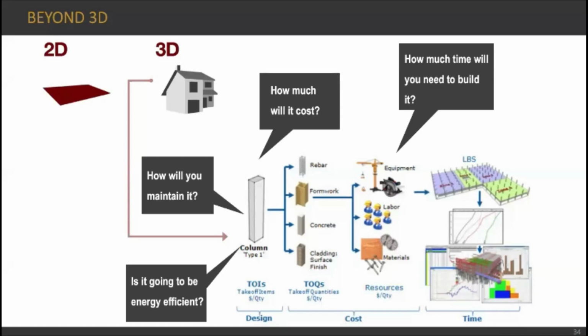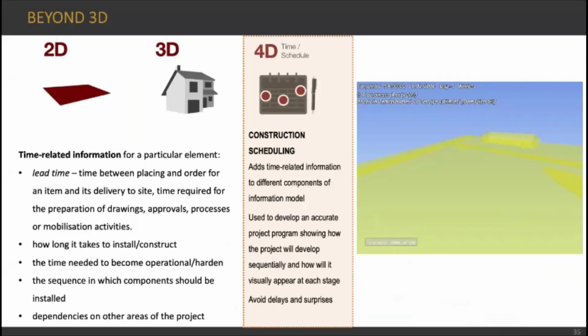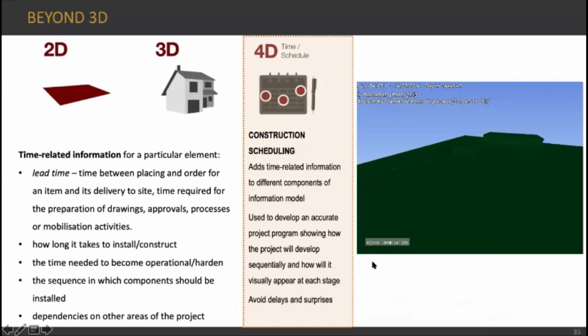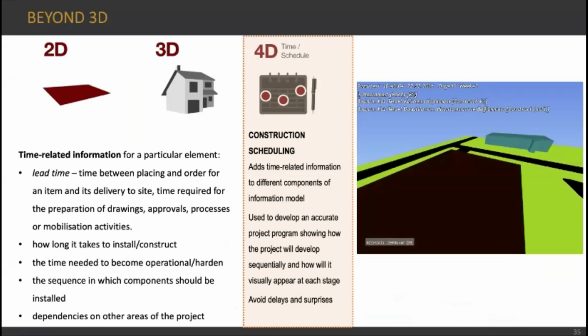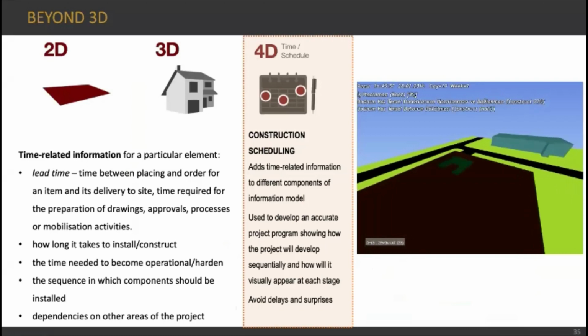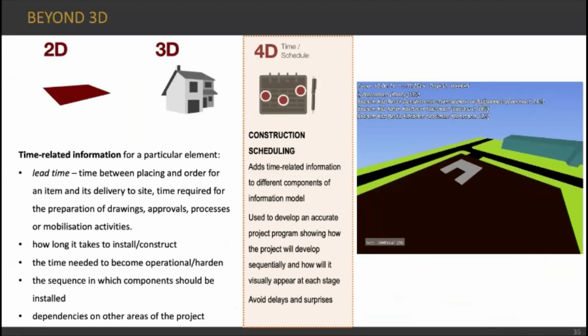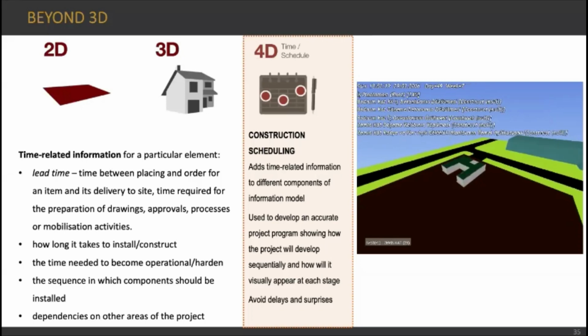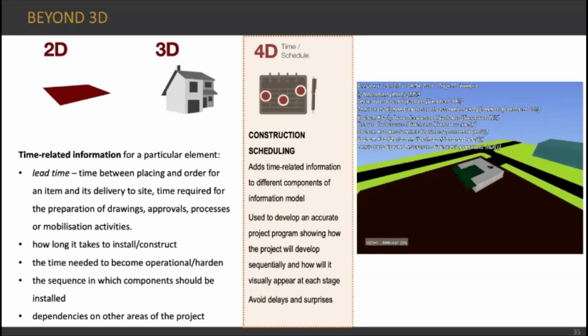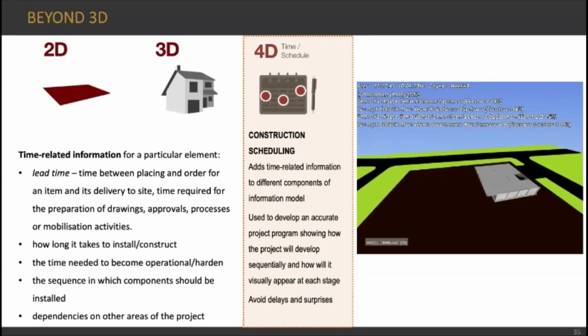So from design to cost to time aspects, we can enter and should enter lots of information onto our 3D model. Here I would like to show you a small video regarding 4D, which is time or schedule. These are the dimensions of BIM, we can say. We add time-related information on our 3D models to different components of the information model. It is used to develop an accurate project program showing how the project will develop sequentially and how it will visually appear at each stage.